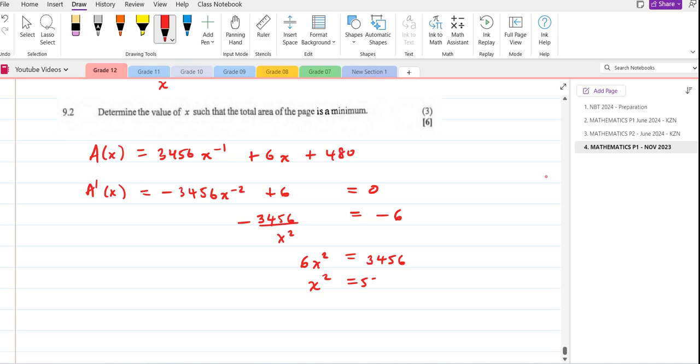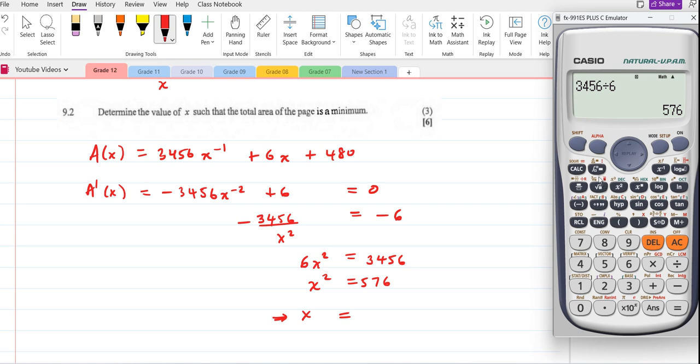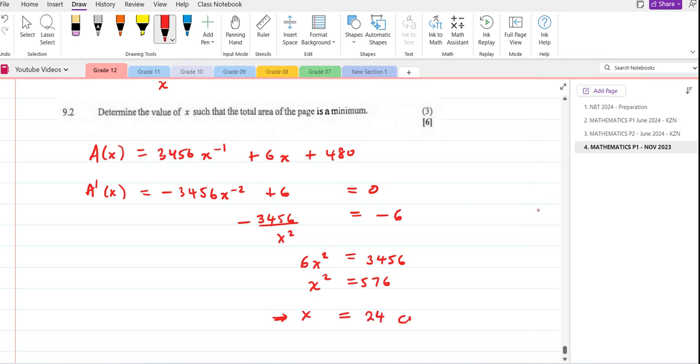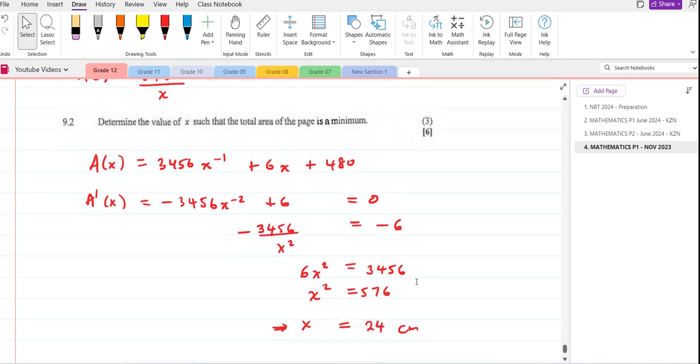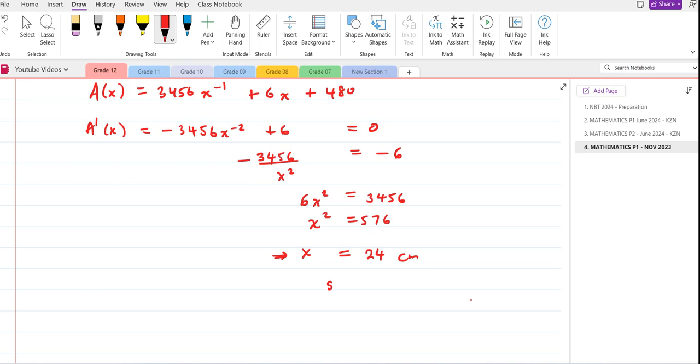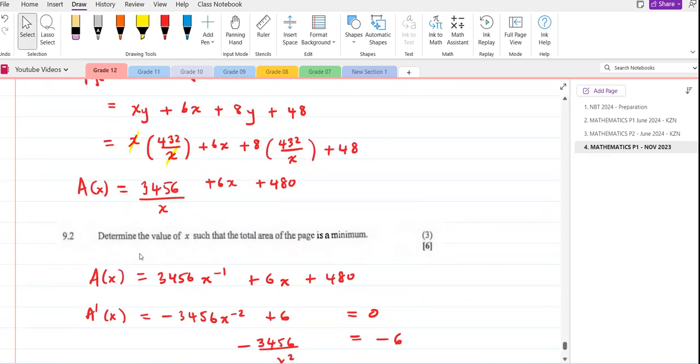You can square root both sides. Square root 576, we get 24. 24 centimeters. What was this in? Yeah, 24 centimeters. Since x is greater than 0, we're supposed to be saying x is equal to plus minus 24, but we can't take the negative answer because we are working with a distance, right? So x is equal to 24 centimeters is the correct answer, such that the total area of the page is a minimum. So I hope you guys understood that.